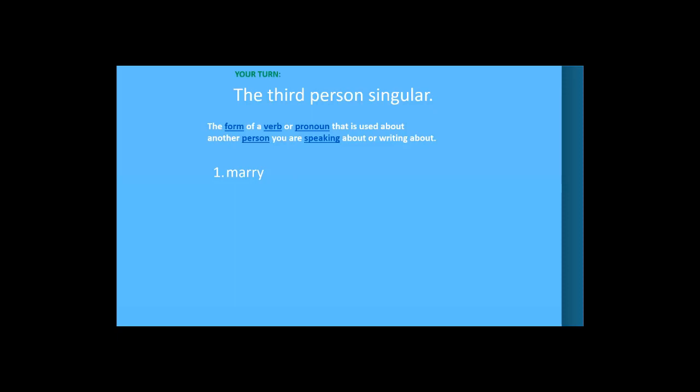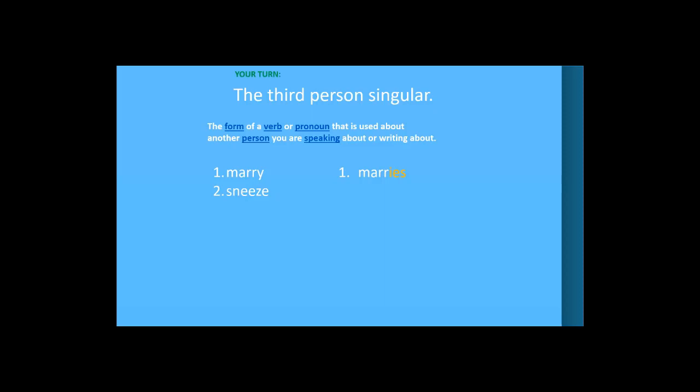Okay, so we check the answer. How many of you got this right? Well done if you did. Here you've got the verb marry, which ends with a Y. Before the Y you have a consonant, so the rule is that we remove the Y, we add an I and then ES. Okay, second verb, sneeze.